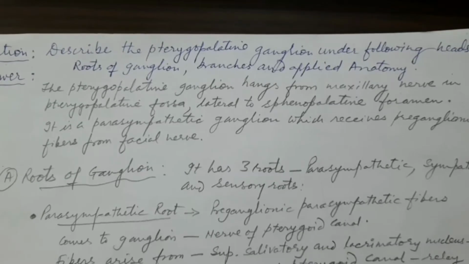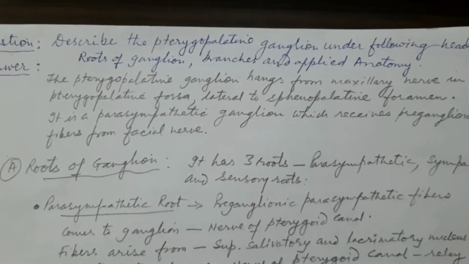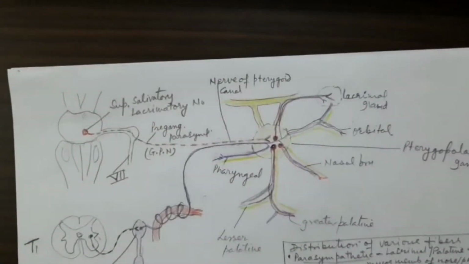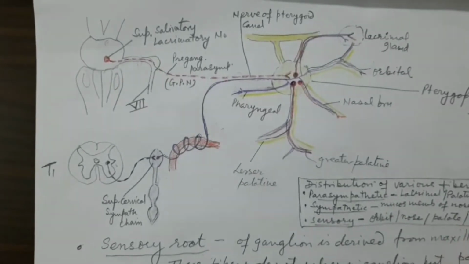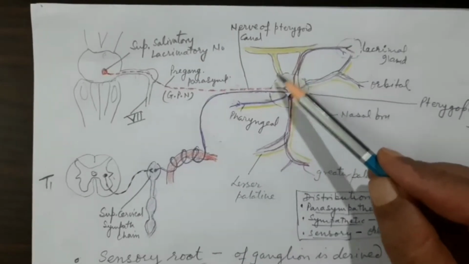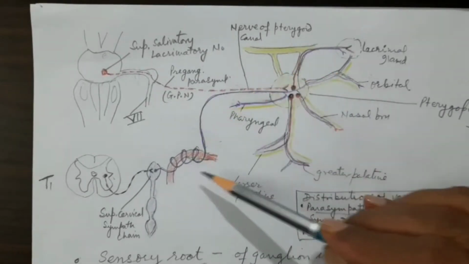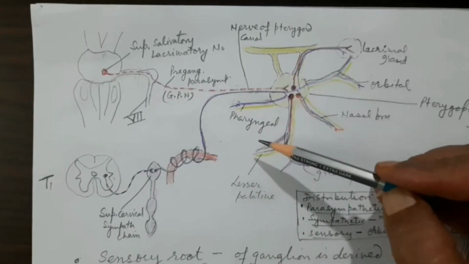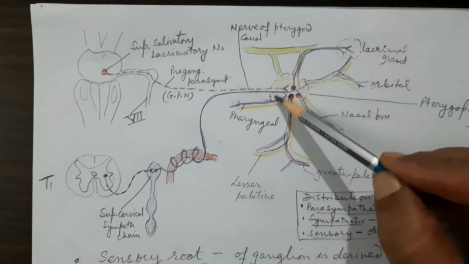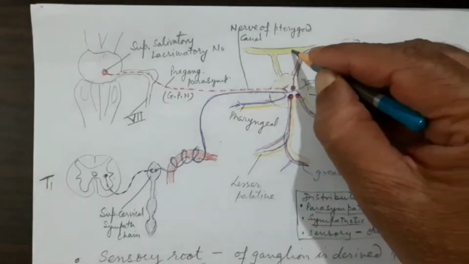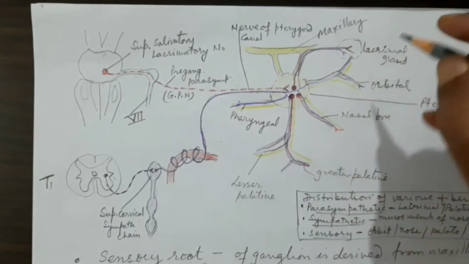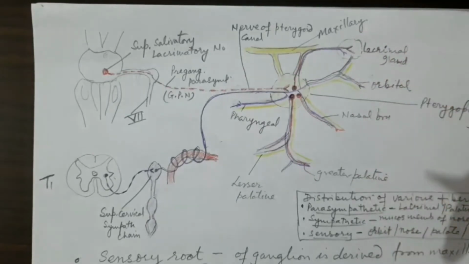Now let us go to the parasympathetic root first. Here I have drawn a diagram of this pterygopalatine ganglion. See this large ganglion I have drawn, and its three roots are shown in three different colors. Here is the yellow color, and by its two roots, this ganglion is hanging from the maxillary nerve in the pterygopalatine fossa.